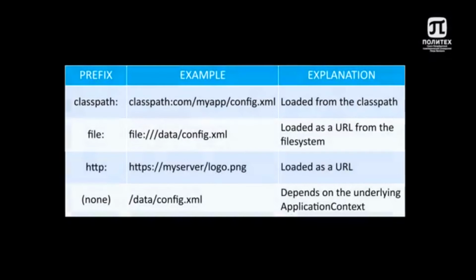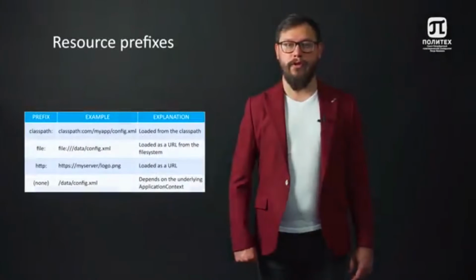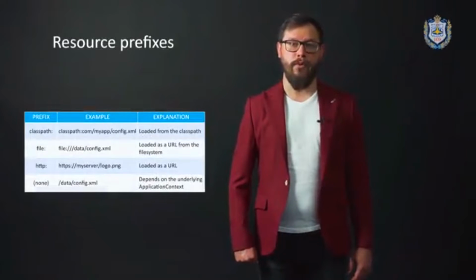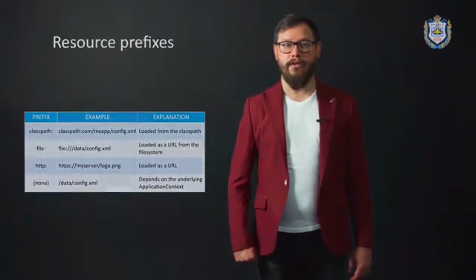We can specify different prefixes for creating a path to load resources from different locations. The classpath prefix is used for loading resources from the class path. The file prefix is used for loading external files from the file system. The http prefix is used for loading resources from any URL. If we omit the prefix, then the location from which the resource will be loaded depends on the underlying application context.